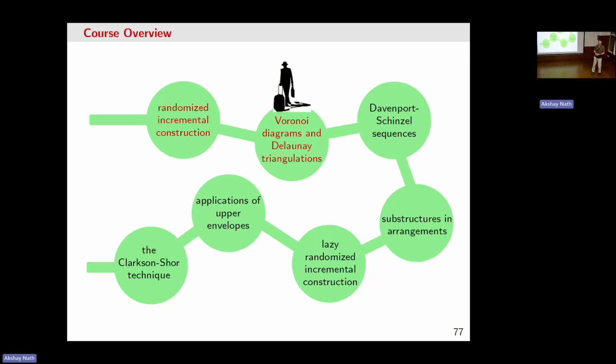Okay, everybody back? At least the ones who are here, yes. Okay, so who already saw Davenport-Schinzel sequences? I wrote a book on them, so I read some parts of it.